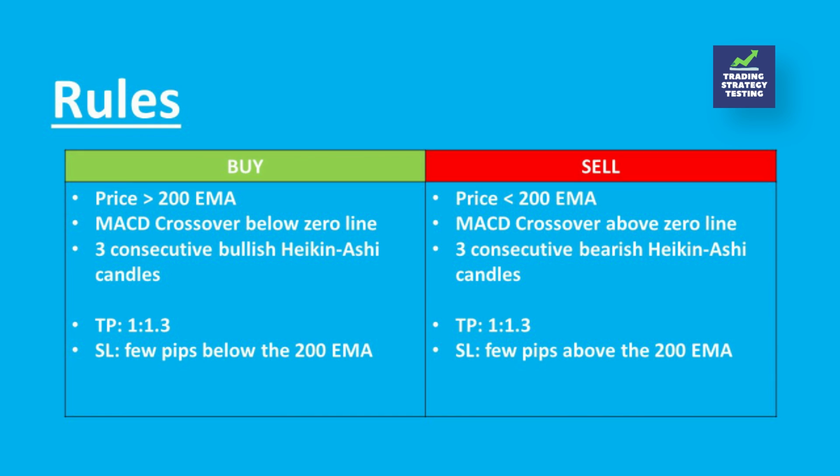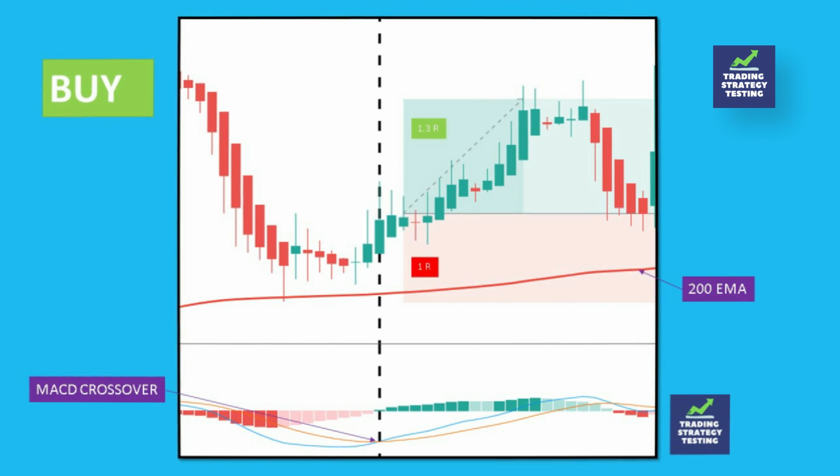The strategy suggested by the subscriber is pretty simple. When the price is above the 200 EMA and MACD lines cross below the zero line, we will count 3 bullish candles, then go long. The stop loss is a few pips below the 200 EMA line, and we look for a 1 to 1.3 risk to reward ratio. On the other hand, when the price is below the 200 EMA and MACD lines cross above the zero line, we will count 3 bearish candles, then go short. The stop loss is a few pips above the 200 EMA, and we should be looking for a 1 to 1.3 risk to reward ratio. Let's look at some examples.